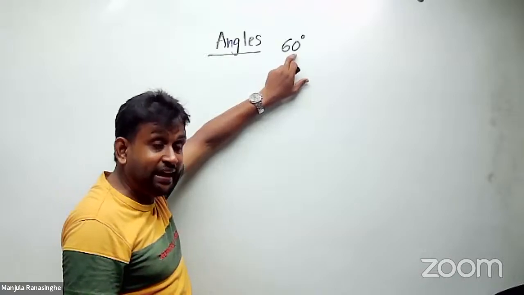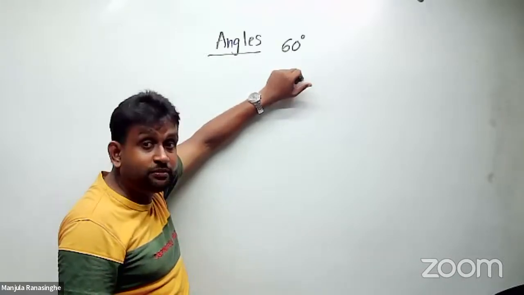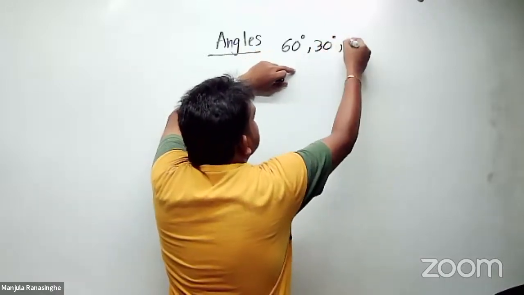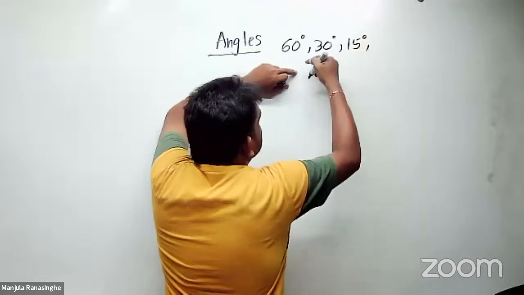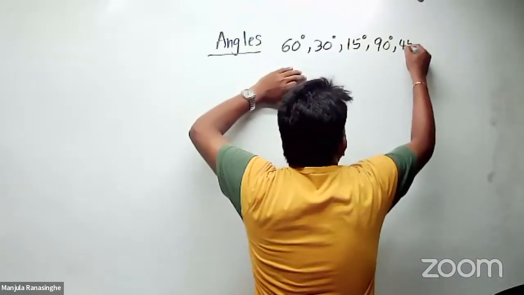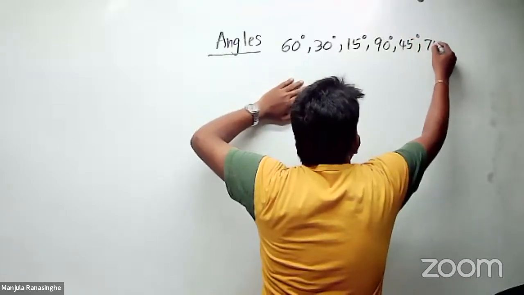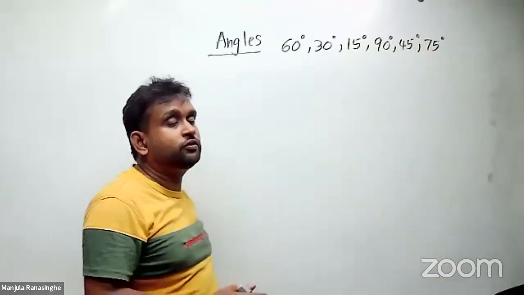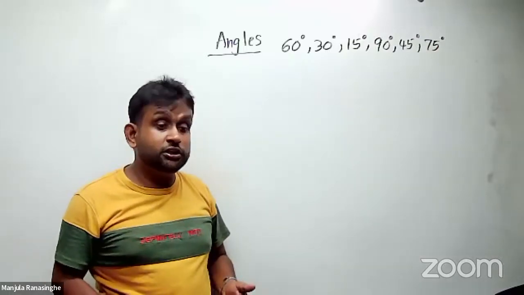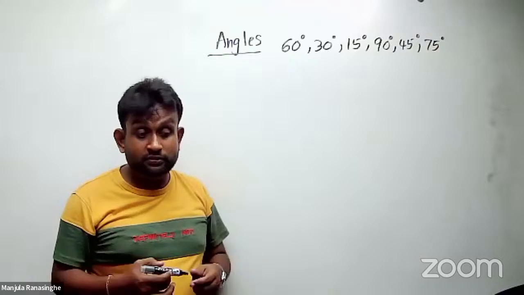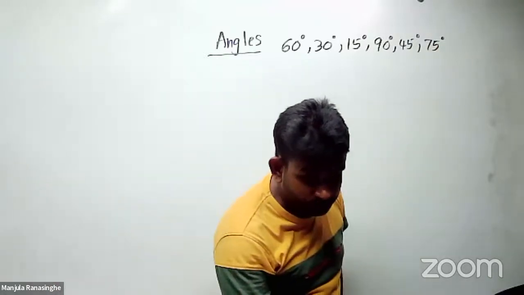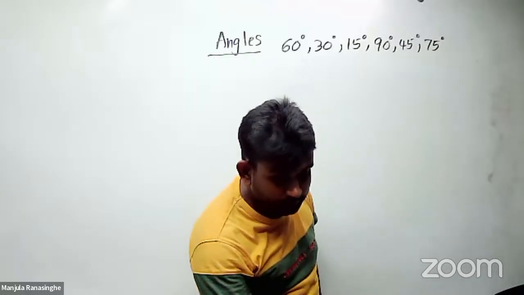So you know bisect angle, right? Then 60 bisect 30. We can create 30, 30 bisect again. Then we can create 15. Then we can create 90, you know that. Then 90 bisect 45. Again, we can create 75. How? 60 plus 15. Or we can create 120, 135, right? Combination of these things. So I will draw.